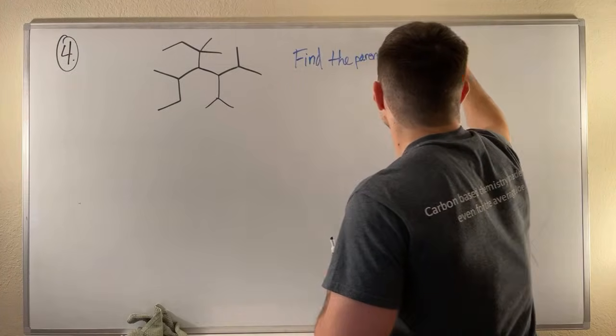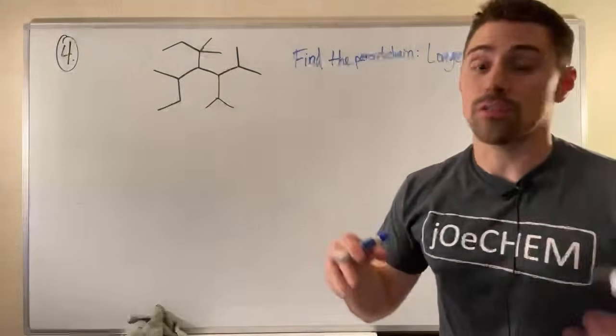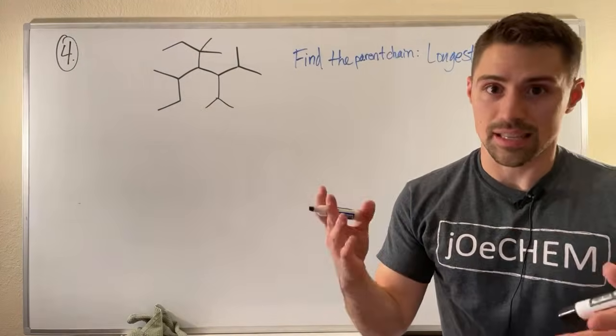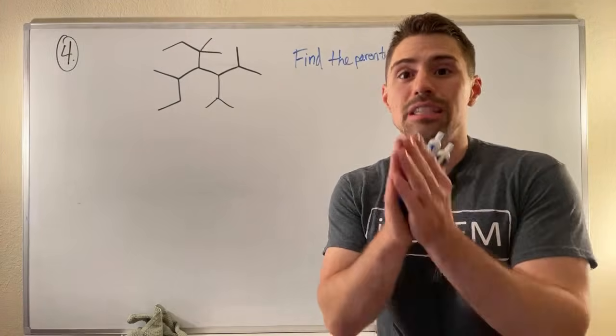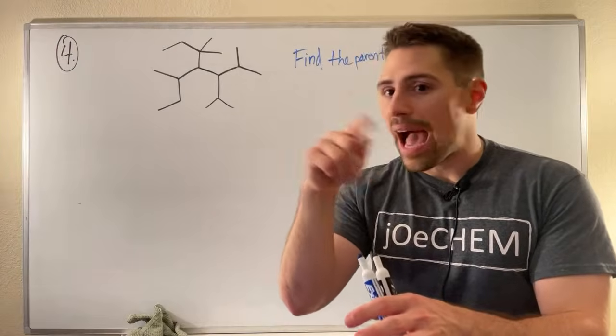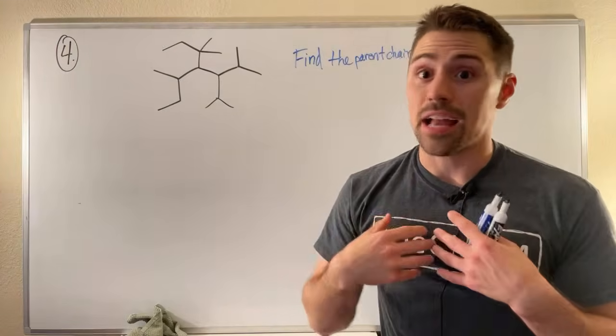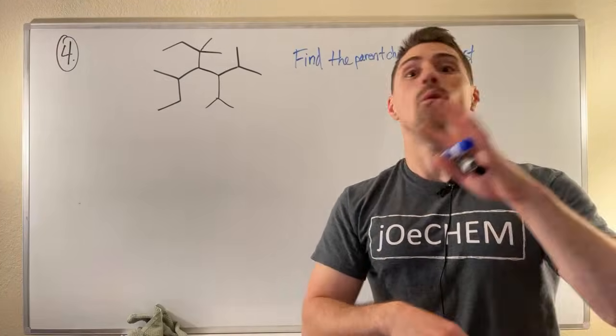And that means we need to find the longest parent chain. And if we have a tie, then we go from there and we use branching to kind of break the tie. So my advice to y'all is count, count, count. Just take your time, go through as many paths as you can, because I used to always just go super quick and I picked the wrong parent chain way too many times.